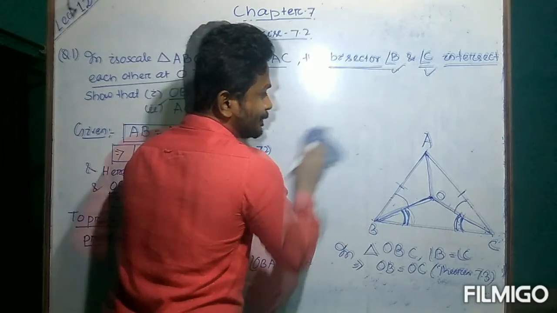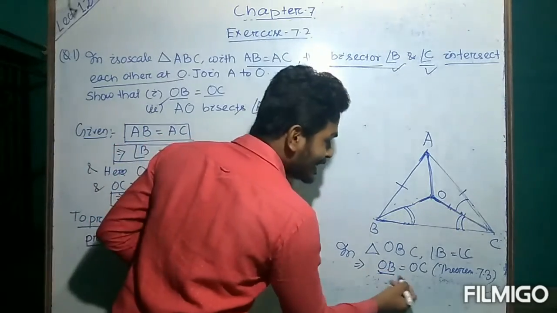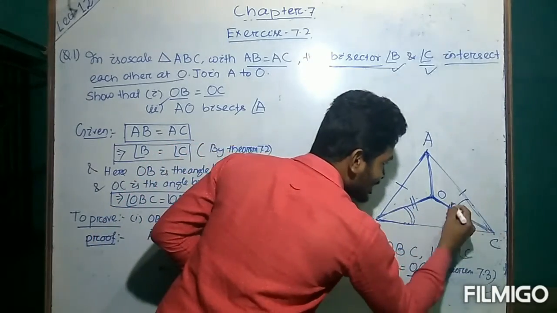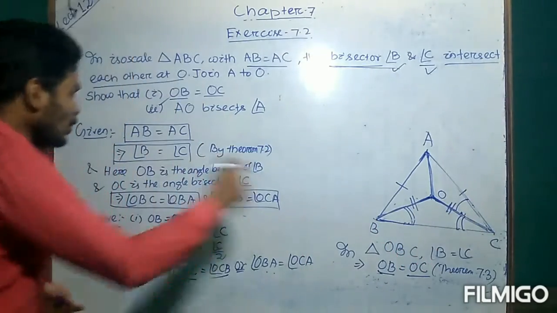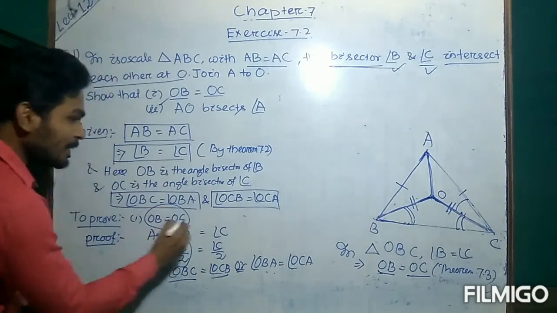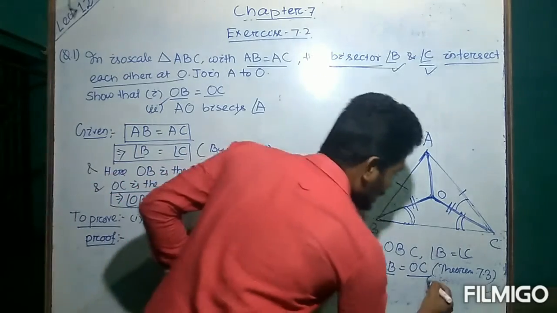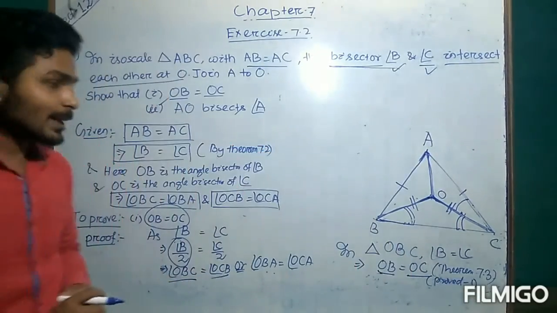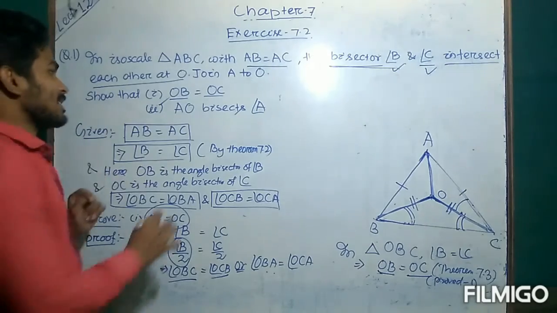Okay. So, we have proved that OB is equal to OC. That means this distance OB is equal to this distance OC. Now, we needed to prove this statement OB is equal to OC, and we have proved it. So, this is the proof for the first statement. Clear? Now, moving to the proof of the second statement.